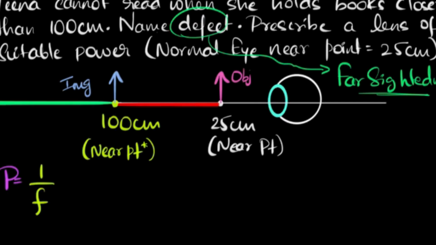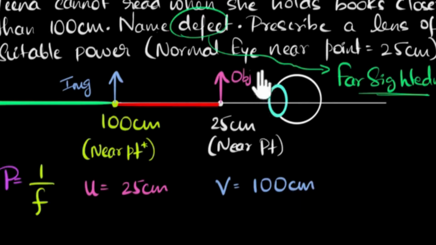All right, let's do that. So let's write that down. Object distance is given to us as 25 centimeters. We also know the image distance. The image distance is 100 centimeters. But we need to be careful. We have to use sign conventions.